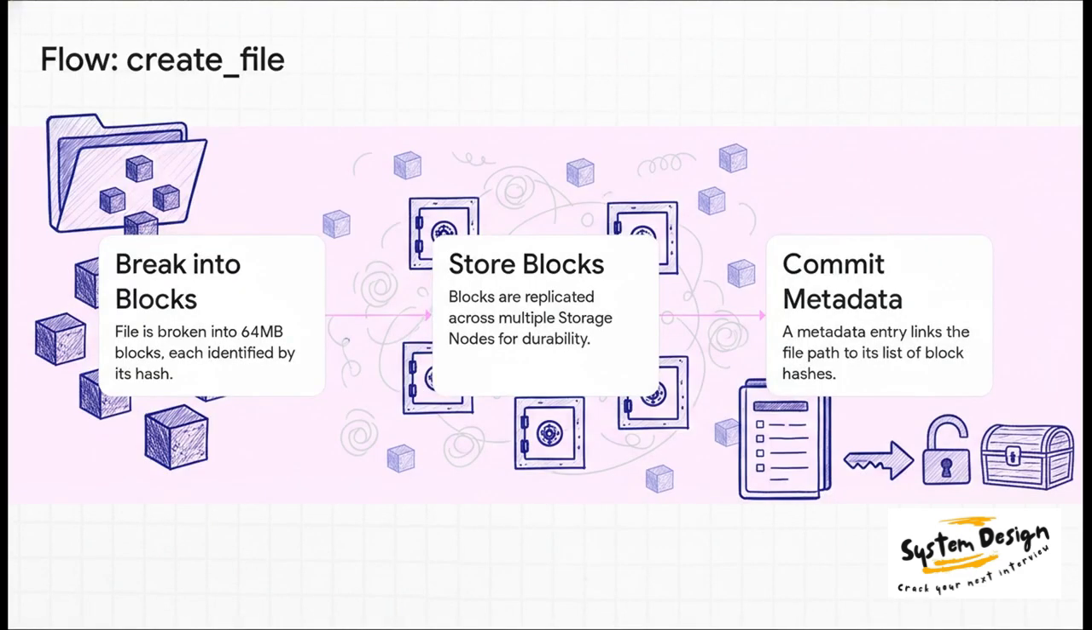Okay, pay attention here, because this flow for creating a file is one of the most critical ideas to get right. First, the client sends a file. We chop it up into smaller chunks. We then copy each chunk and store it on multiple machines for safety.